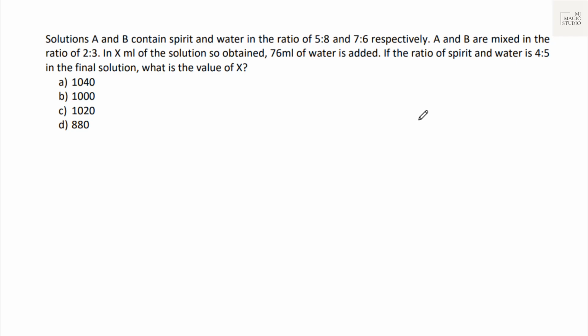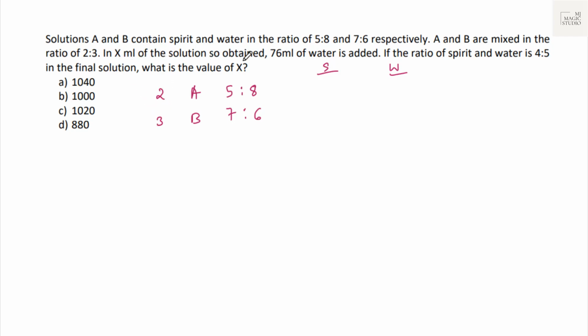And a classical and a beautiful one on the screen. Let's do it. Same one what we have done in the previous one. This is exactly the same format. Try it out. Give it a try. Solutions A and B contain spirit and water in the ratio 5:8 and 7:6 respectively. A and B are mixed in the ratio of 2:3.